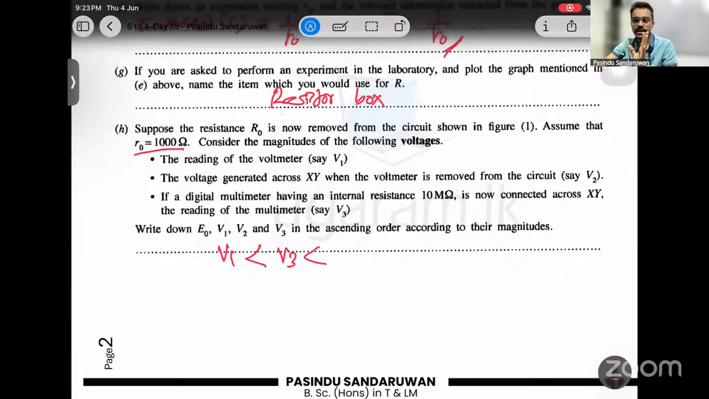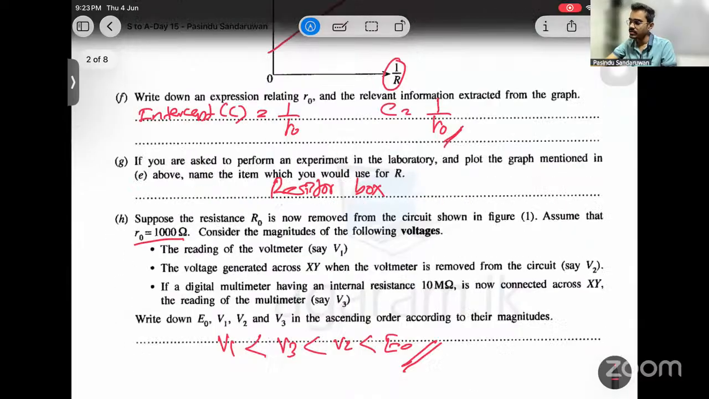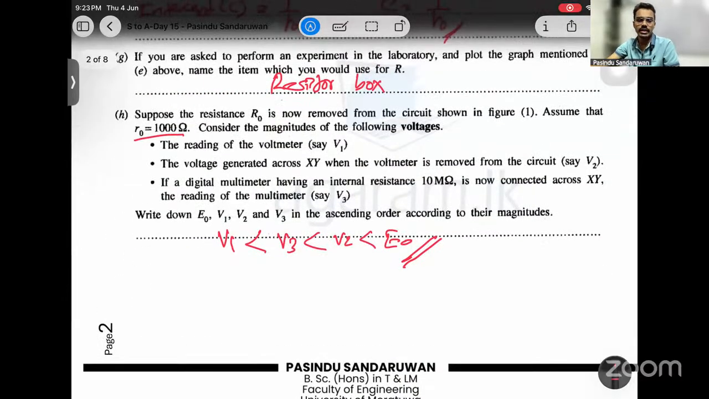I can easily decide that the battery is the highest voltage here, because only a small part of the battery is acting across the resistor. No, the battery is the highest. Since the battery is the highest, V2 should be in between. Then V2, and the battery is the highest. This is the ascending order. Again, a small thinking part.